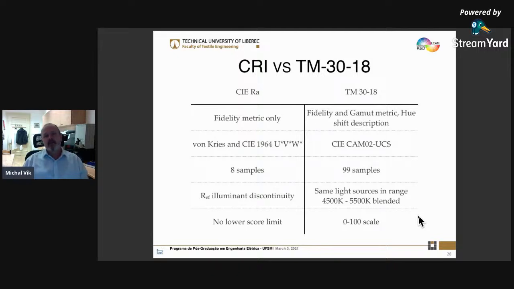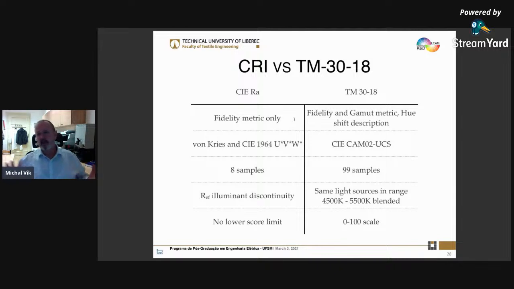In 2015, IES accepted a new test method which is called TM-30. At that time it was with the year description 15, then there was a new version 18, and the current standard is 2020. What is the difference between test method TM-30 and the CIE color rendering index? There are many important differences. You can see, first thing, CRI is only a fidelity metric.